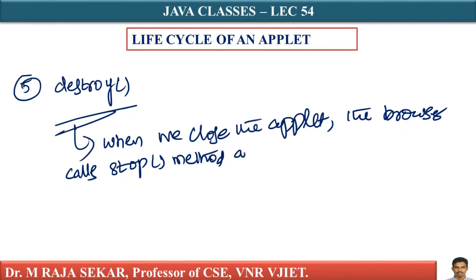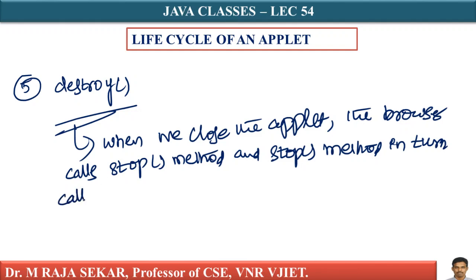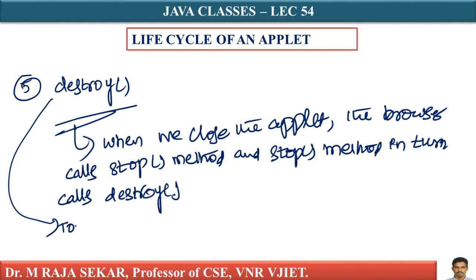I will repeat. When we close the applet, the browser calls the stop method, and the stop method in turn calls destroy. It calls the destroy method. What is the use of this destroy method? We use this method to close sockets.